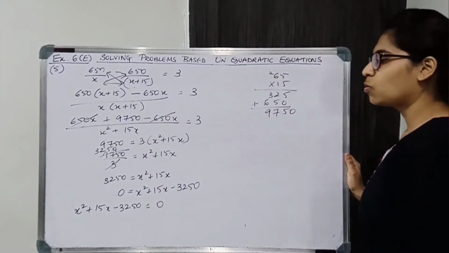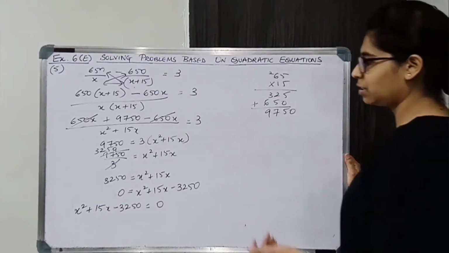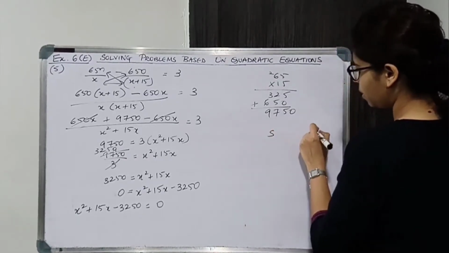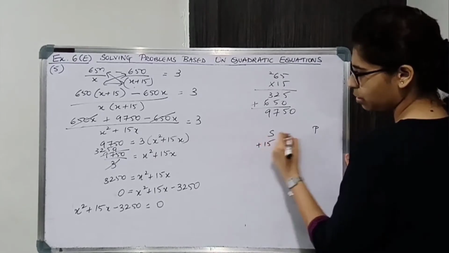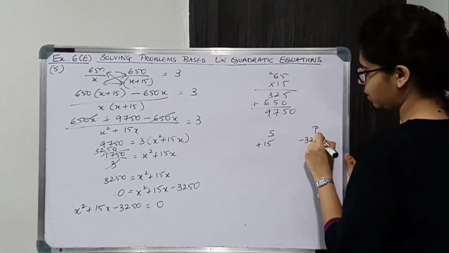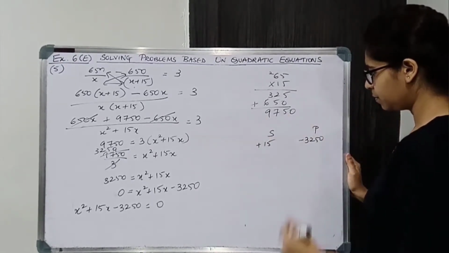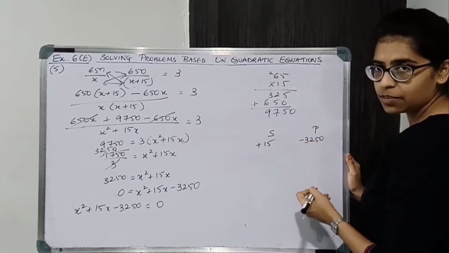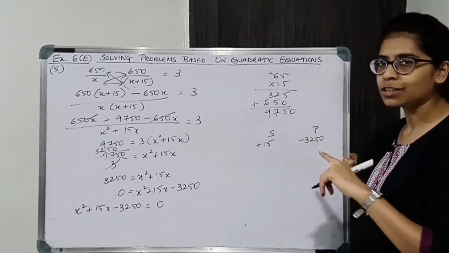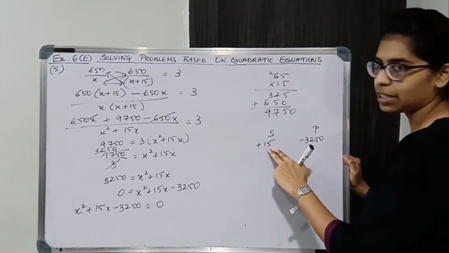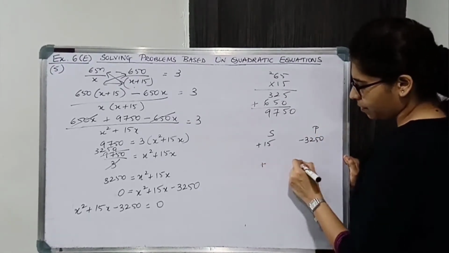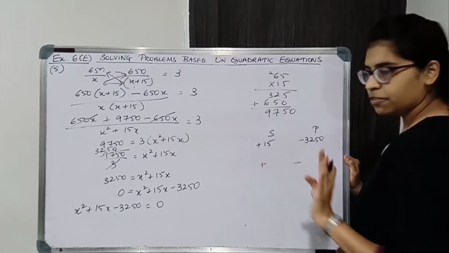Okay. So now let us solve this. Let's see sum and product. So sum and product. Sum is plus 15. Product is minus 3250. Okay. Now product is negative, it means one factor is positive, other is negative. Okay, we subtract the factors to get this. Sum is positive, meaning the greater factor is positive.